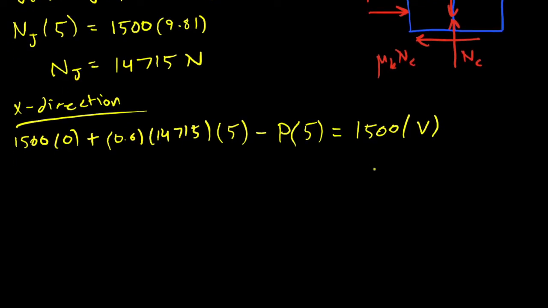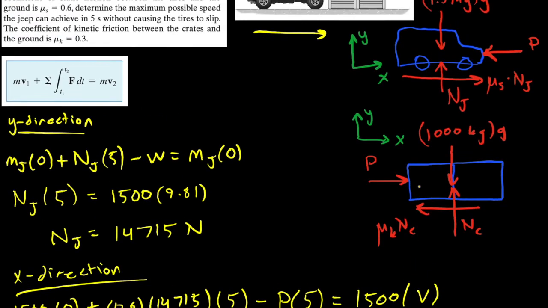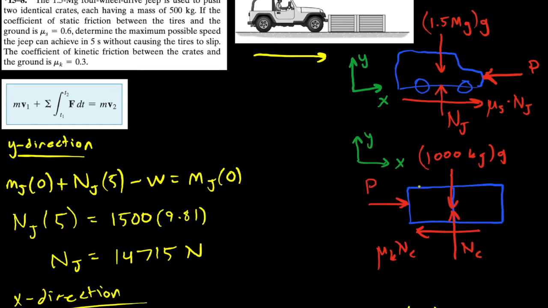So solving this, we get V equals 2943 minus 3.33 times 10 to the negative 3 times P. So what we have right now is an expression for final velocity in terms of P. That pretty much concludes the impulse-momentum solution for the Jeep. So now let's do the same for the crate.